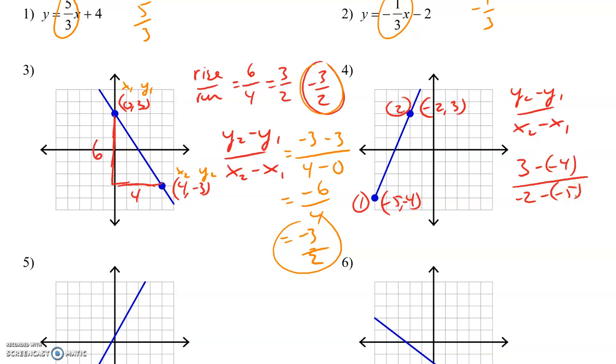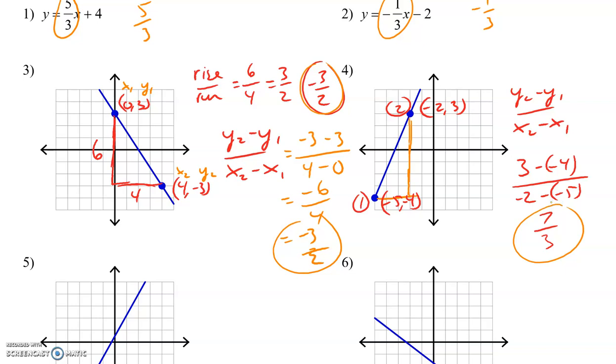And if we repeat this together, 3 take away -4 would be 7, and -2, that will become a plus, so sort of like -2 plus 5 would give me 3. So I have a slope of 7/3. And if you like the rise over run idea, from here to here, the rise would be 7 spots, and the run is 3 spots, so it still works out. So we get a slope of 7/3.